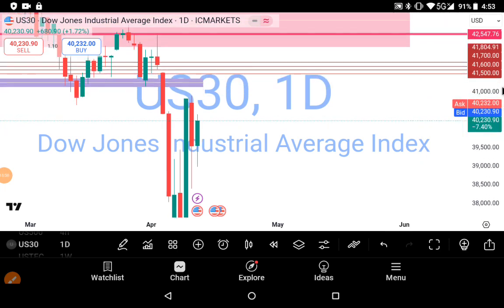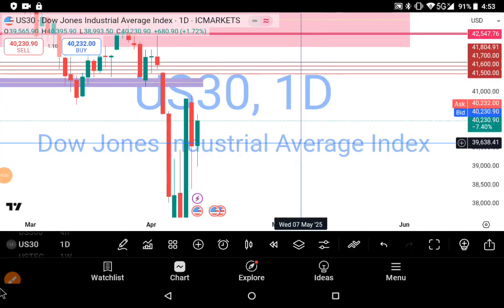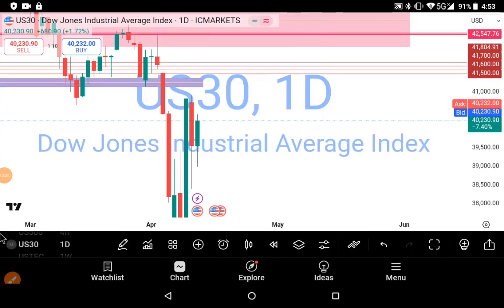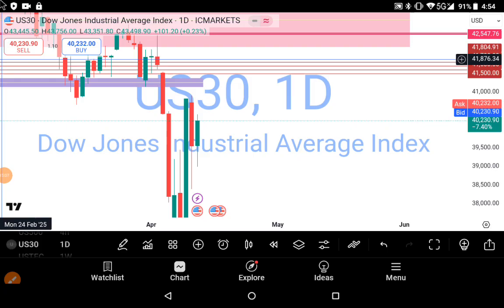So the coming week I'll be watching the market price visiting 41,000. The lowest hanging fruit will be 41,000. So let's go to our Nasdaq.